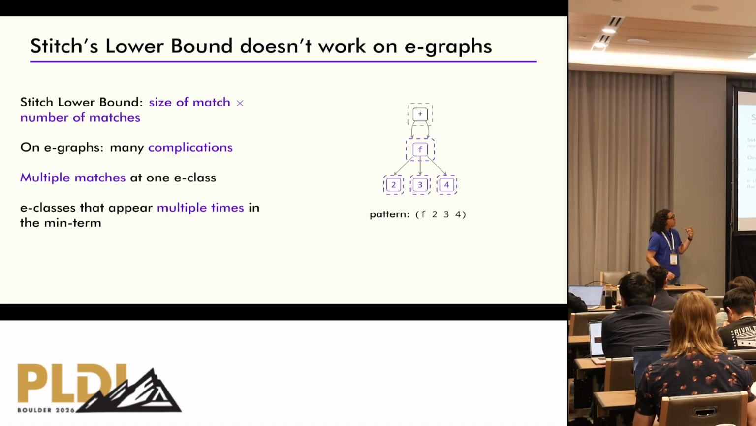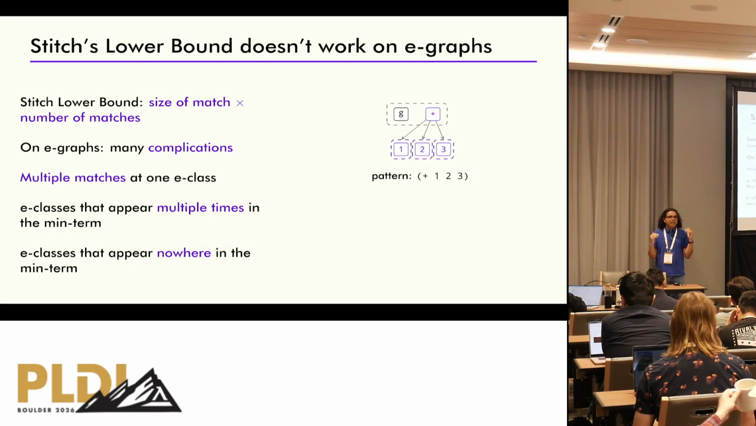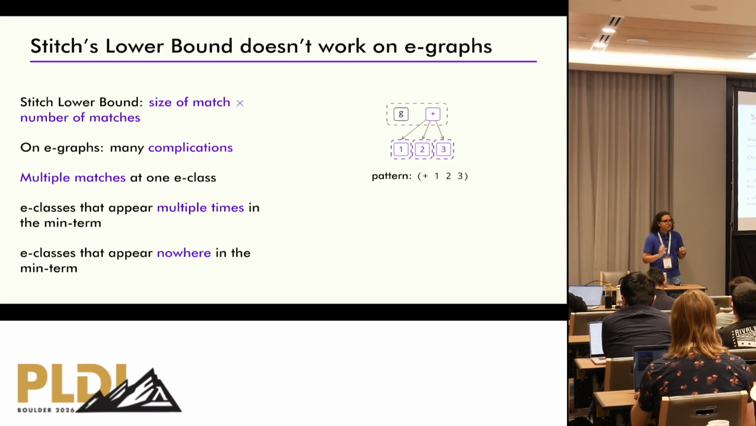The other problem is that you could have E-classes that appear multiple times in the minimal term, and you're matching at those locations. So how do you handle that? Again, you can generally handle this with a bit of bookkeeping. However, the real thing that will bite you is that some E-classes might appear nowhere in the minimal term because they're just not optimal for that particular location. And if you've got a match there, it might not appear anywhere in the original term originally, but then when you compress it, it might start appearing in the original term. So you kind of need to handle all of that kind of dynamism.